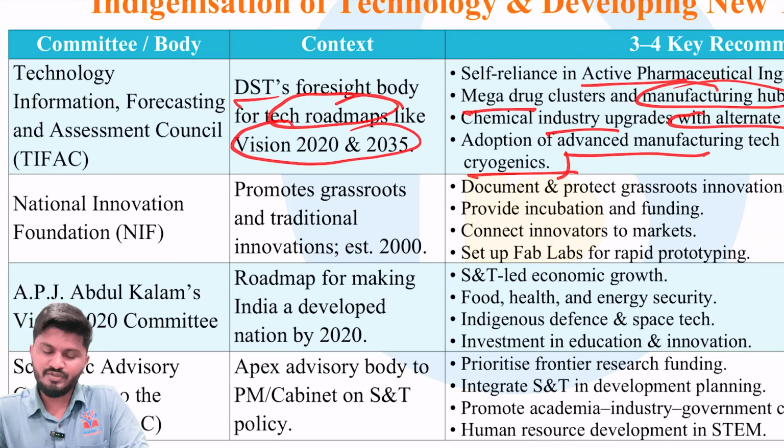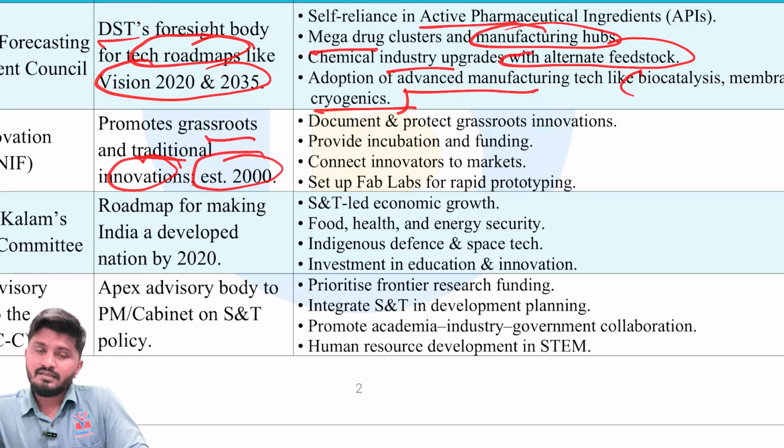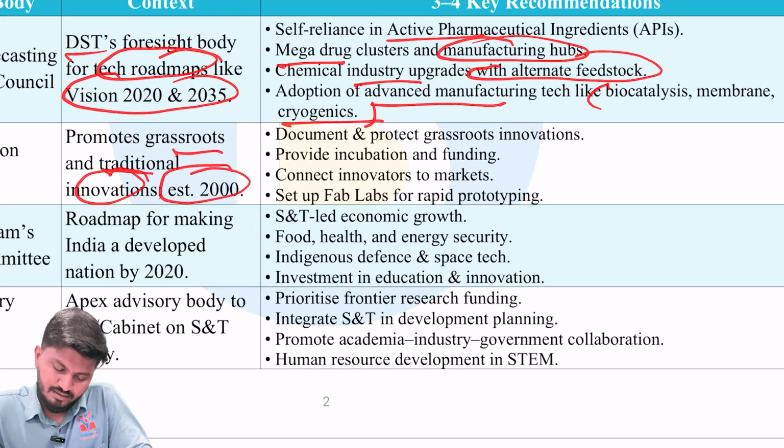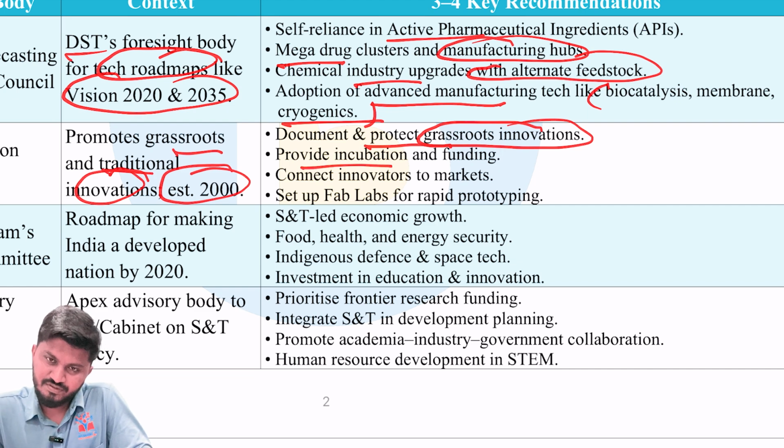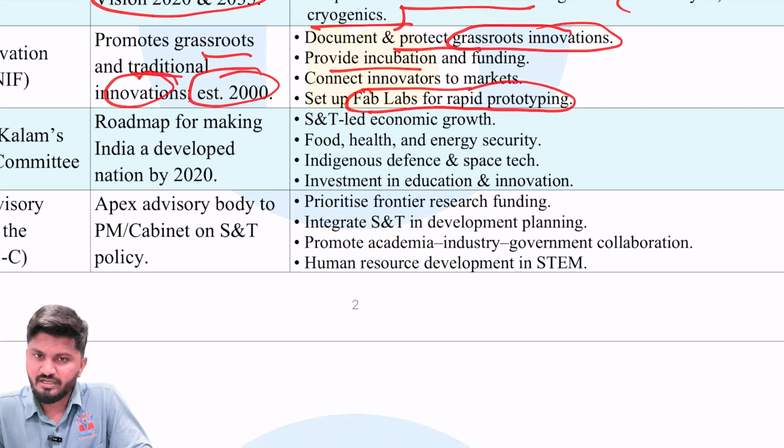Very important with respect to science and technology. Next is the National Innovation Foundation. It promotes grassroots and traditional innovations, and it was established in 2000. The recommendations are to document and protect grassroots innovations, provide incubation and funding to these grassroots innovations, connect innovators to markets, and set up fab labs for rapid prototyping.